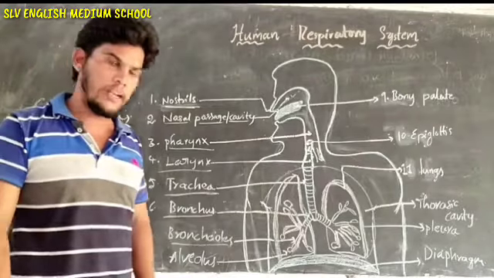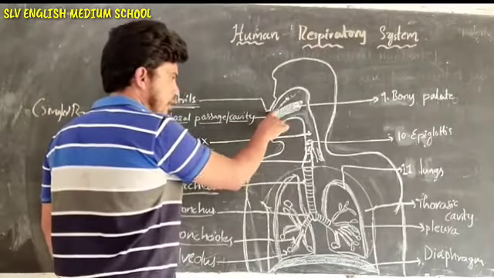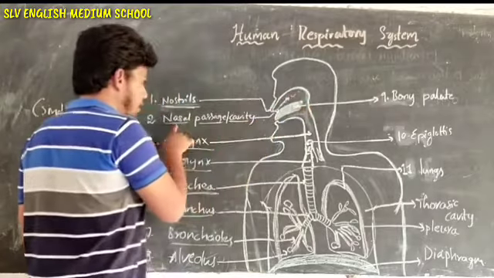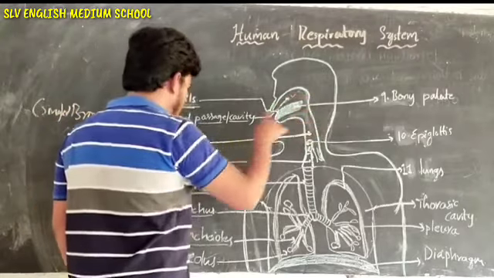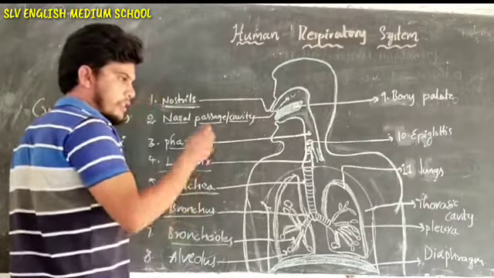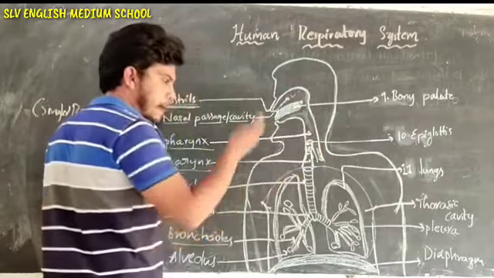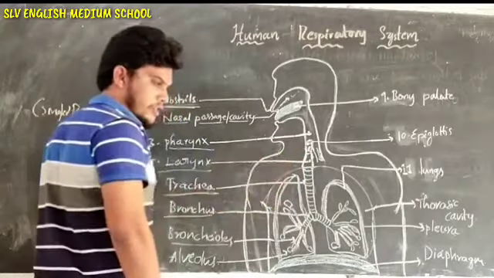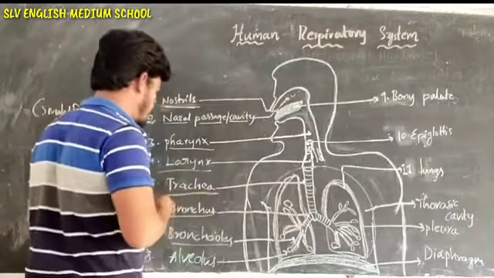One more time I am going to summarize. Look at the picture quickly and thoroughly. The first part is the nostrils. Air enters into the nostrils and goes to the nasal cavity. This nasal cavity opens into the pharynx. The pharynx is the common passage for both the respiratory tract and the digestive tract. It has a flap-like structure called the epiglottis. The epiglottis closes when we are swallowing food, and opens when we are breathing.